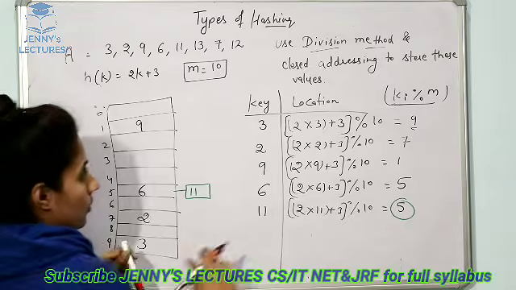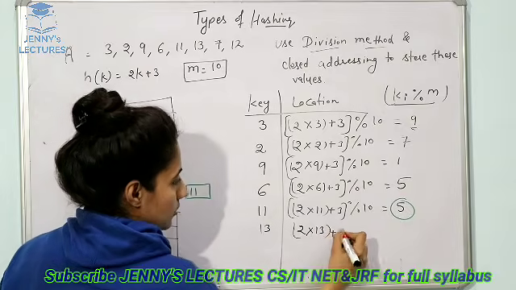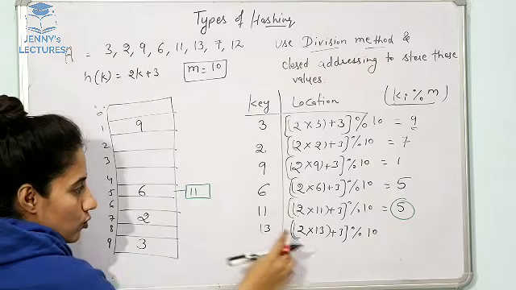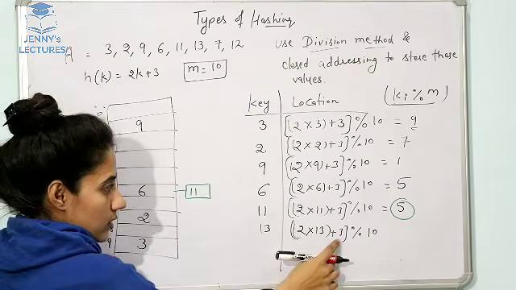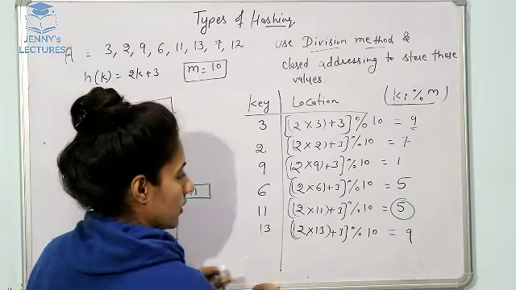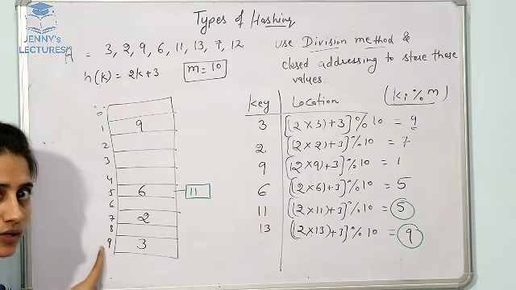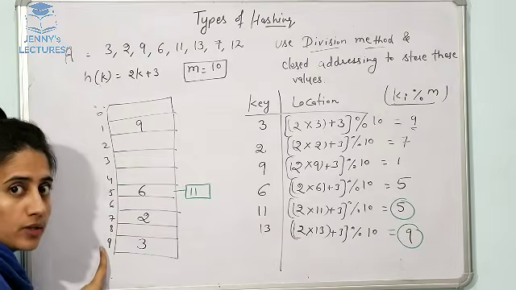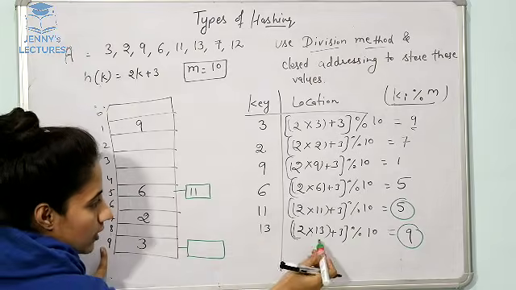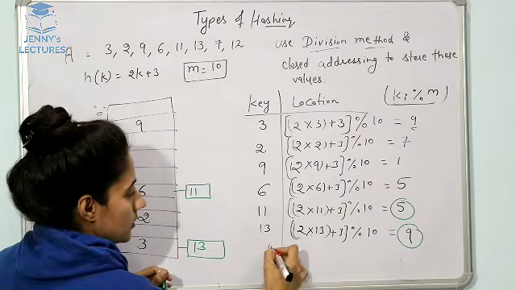Okay. Now for 13, what is the value? 2 into 13 plus 3 mod 10. 13 into 2 is 26, 26 plus 3 is 29, 29 mod 10 is 9. Now here also we have one collision. Go to the 9th place, but we already have 3 at this place. You cannot store 13. What method will you use? Chaining method. And in the chaining method, a separate linked list would be used. And here we will store 13.